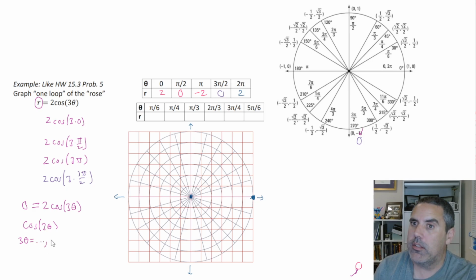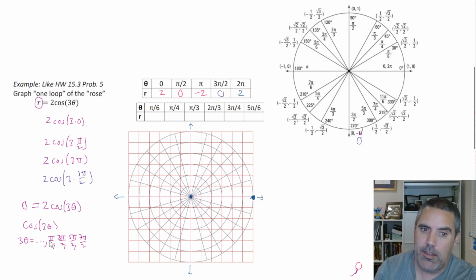So I would say this is 0 when you are at pi over 2, and when you're at 3 pi over 2, and when you're at 5 pi over 2, and when you're at 7 pi over 2. And then I would divide each of those by 3, and you see what you're going to get. You're going to get pi over 6.